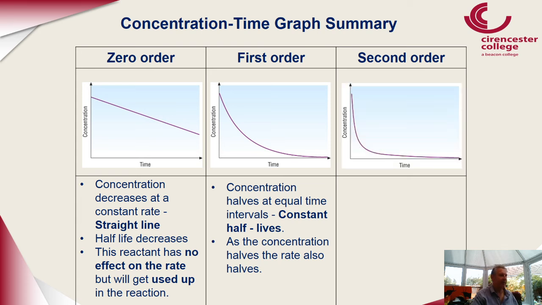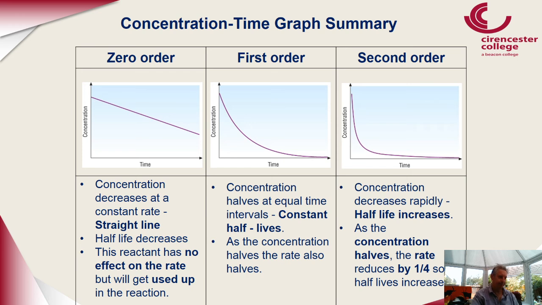And then we've got second order. Now this one, the concentration is decreasing rapidly. The half-life is getting shorter. It loses half the substance in a certain amount of time, and then it loses the next half in quicker time. So the rate reduces by a quarter. So the half-life is getting longer, but the amount of stuff left gets much less, quicker.